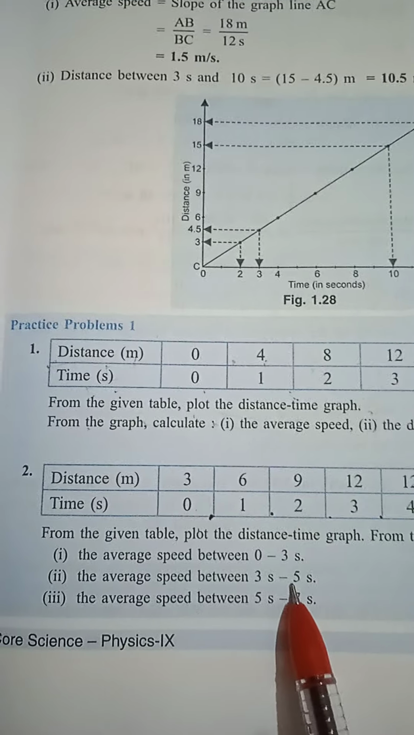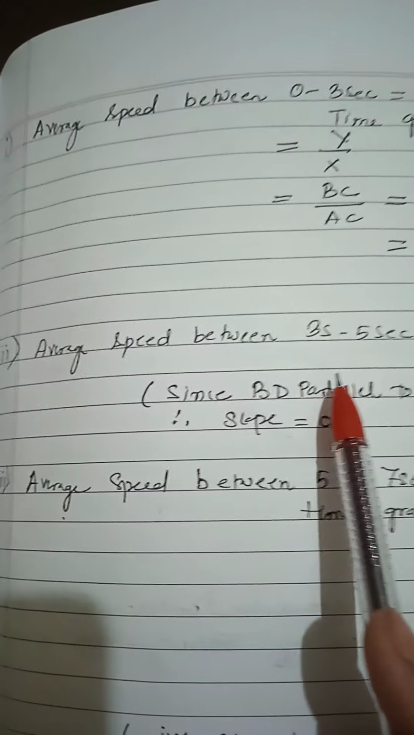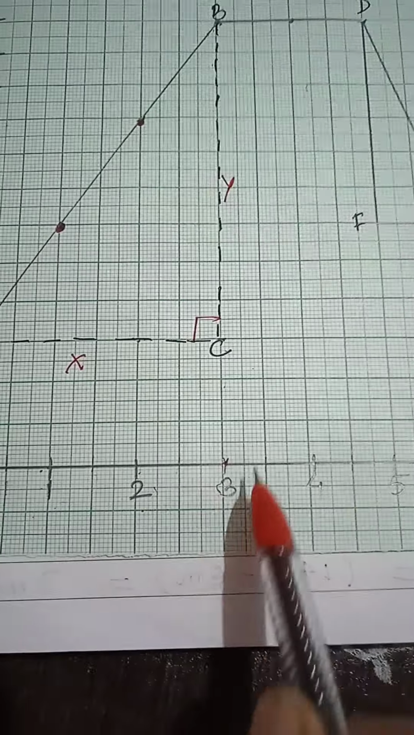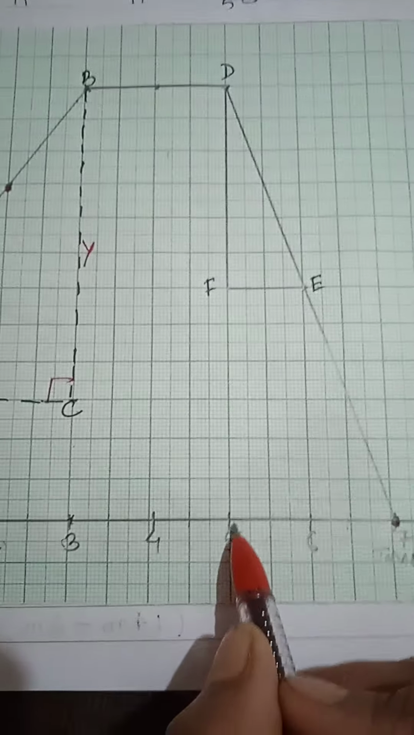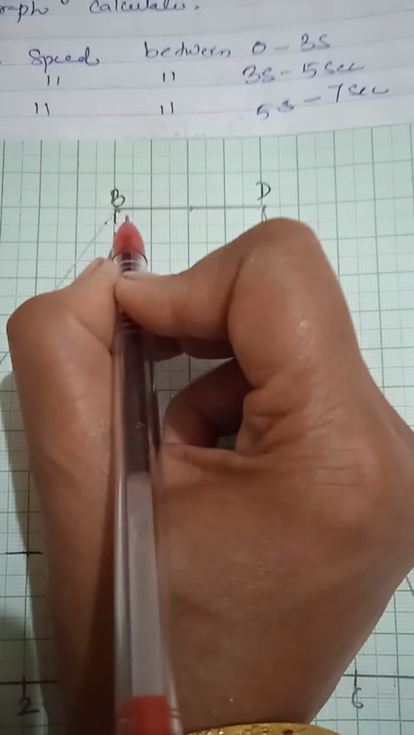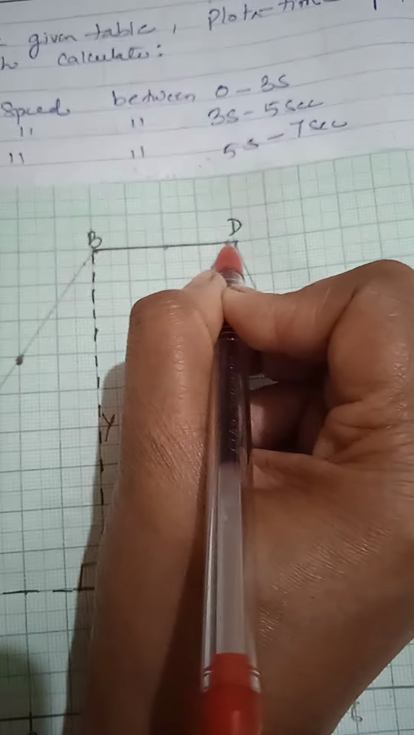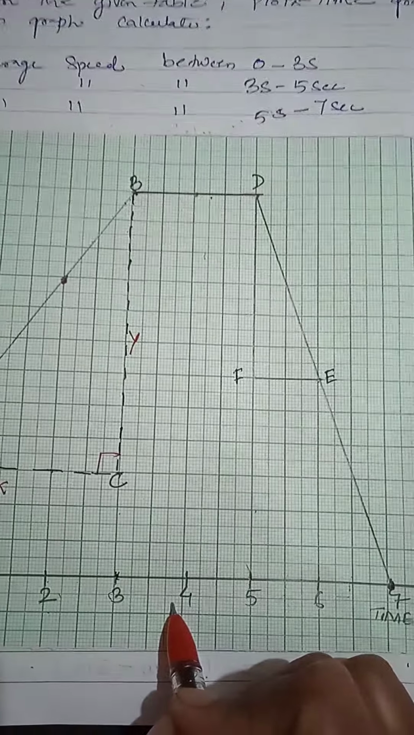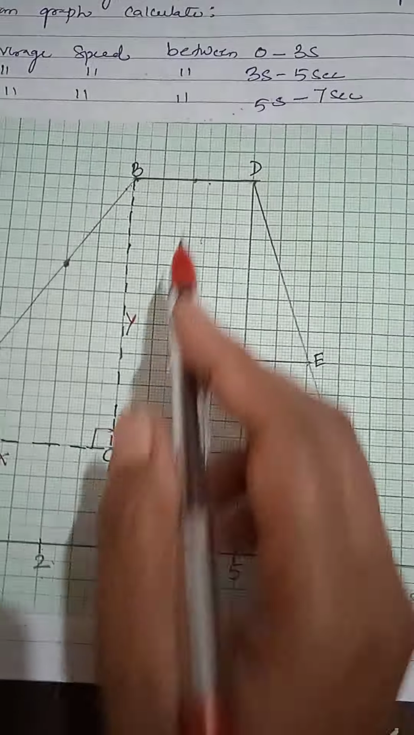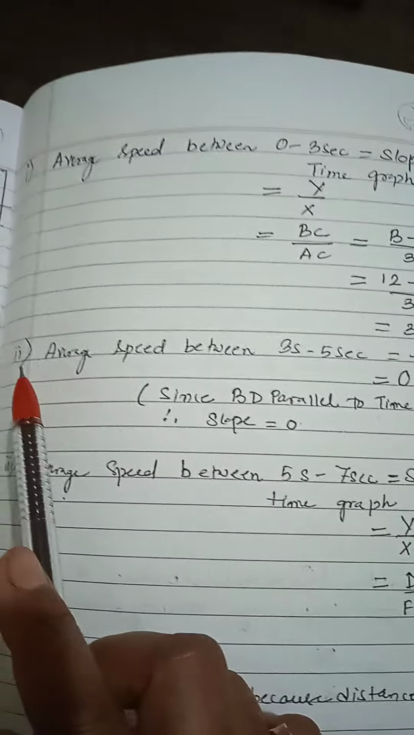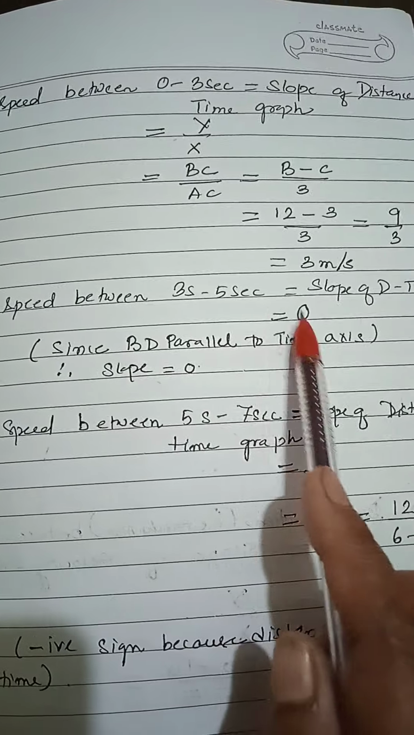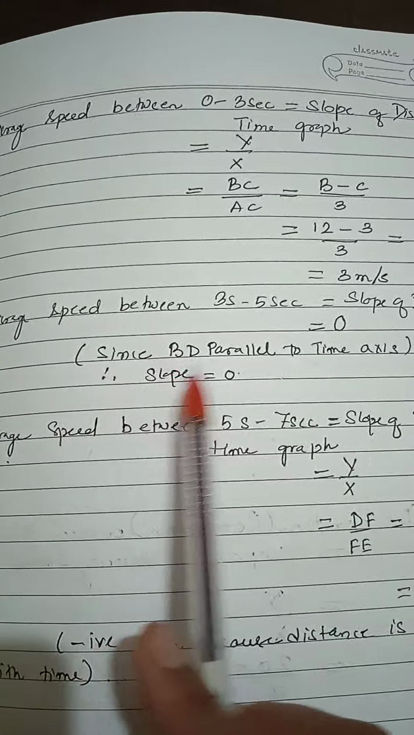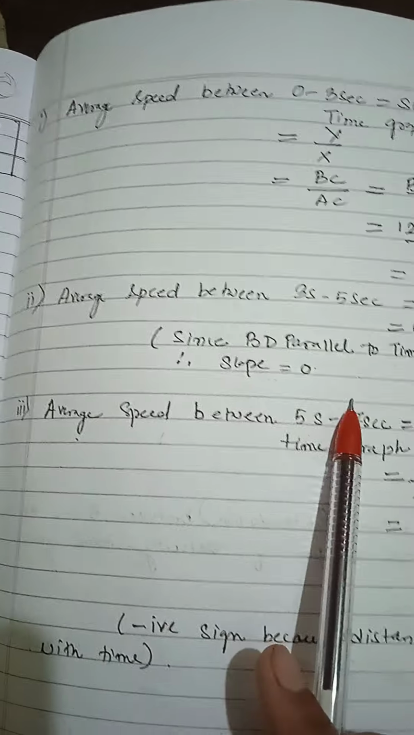Now come to the second one. The average speed between 3 second and 5 second. Take this one, 3 to 5. And if you see 3 to 5, it is a parallel line, BD. Whenever the line is parallel to the time axis, then the slope is what? 0. Yes, slope is 0. So if the slope is 0, it means the average speed between 3 second to 5 second is 0. Since BD is parallel to the time axis, slope is 0.